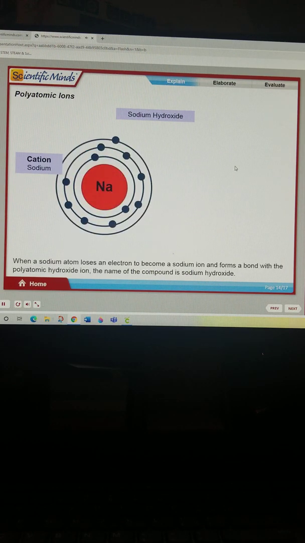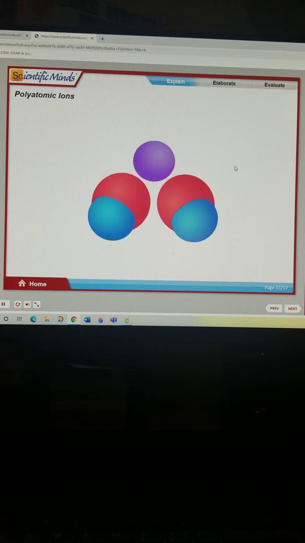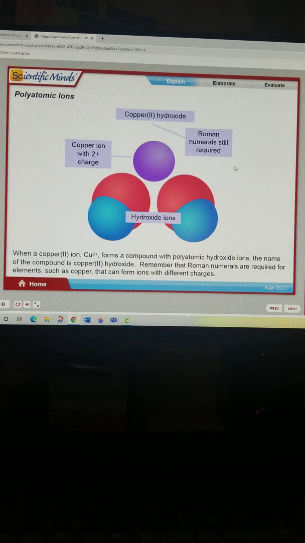When a sodium atom loses an electron to become a sodium ion and forms a bond with the polyatomic hydroxide ion, the name of the compound is sodium hydroxide. When a copper-2 ion, Cu2+, forms a compound with polyatomic hydroxide ions, the name of the compound is copper-2 hydroxide. Remember that Roman numerals are required for elements, such as copper, that can form ions with different charges.